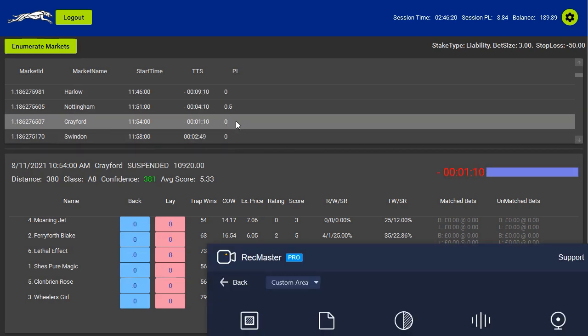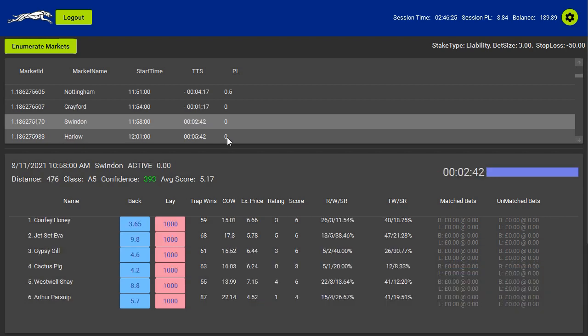Okay, so we won that race. If you were paying 2% commission, then you would have made your £3 today, but we're paying 5. I'm doing it like we're paying 5%. Let's have a look at this race here.